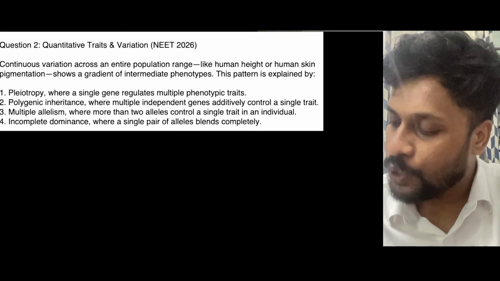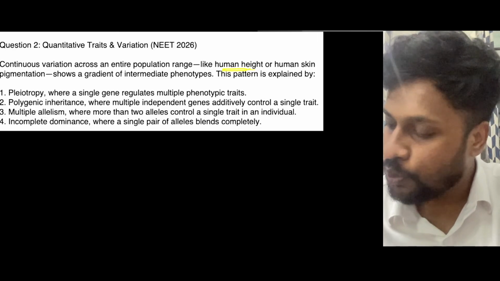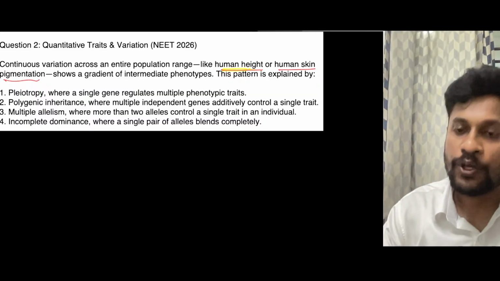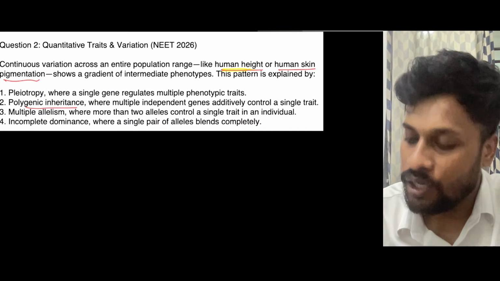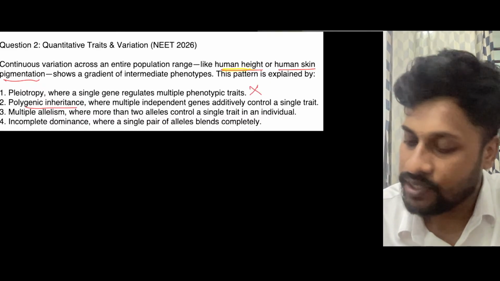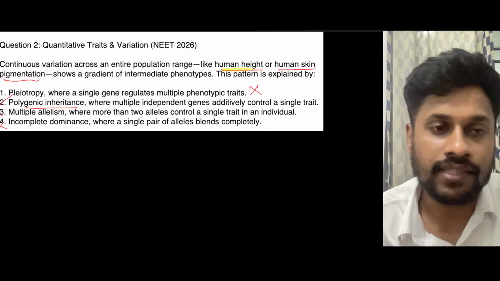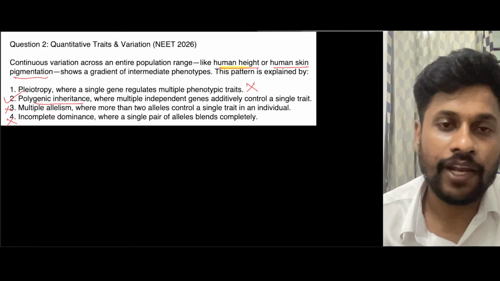Here they're asking human height, human skin color, skin pigmentation. You know that all these are related to polygenic inheritance, not pleiotropy. It is related to polygenic inheritance, not related to multiple allelism, not related to incomplete dominance. So answer will be option 2. Right? Very good.